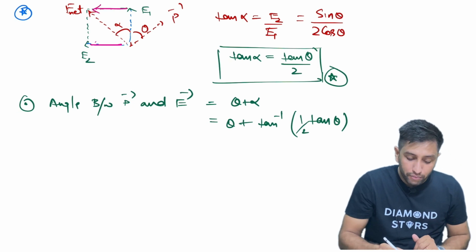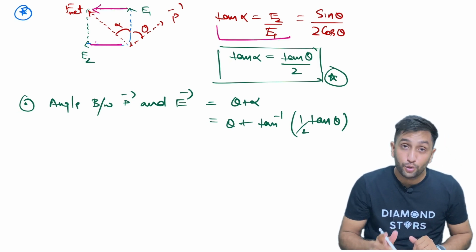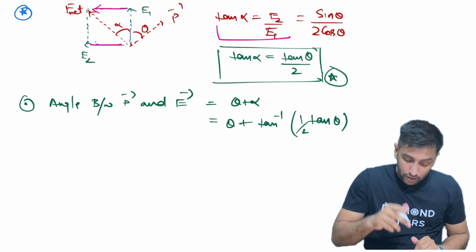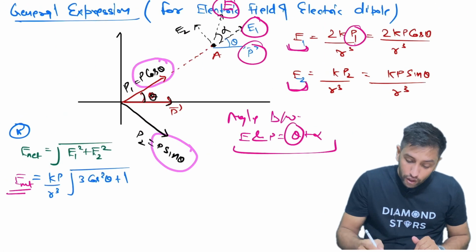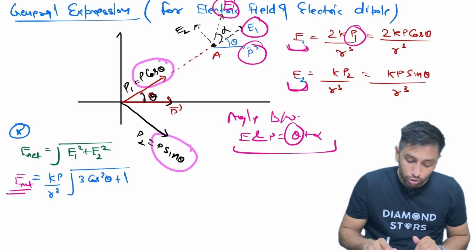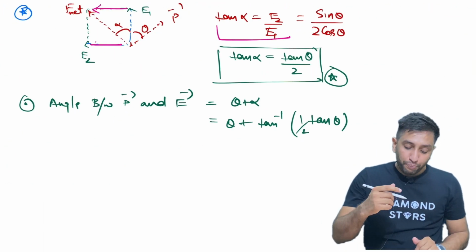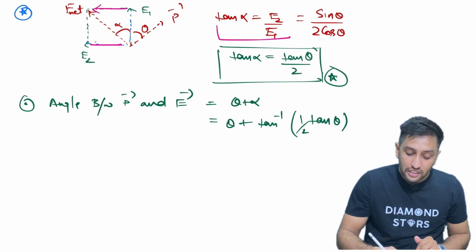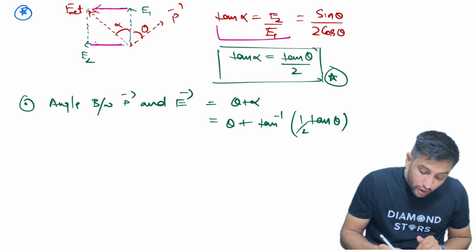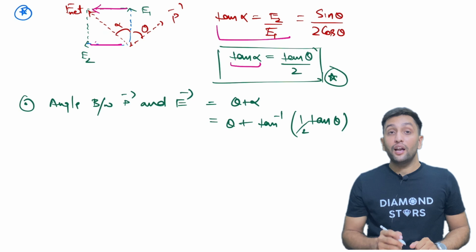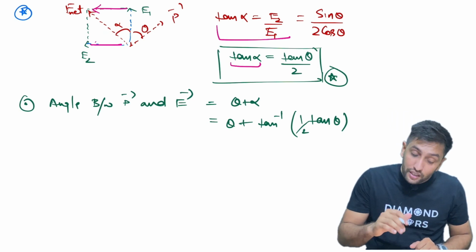So tangent alpha you will find, that is E2 by E1, and you know that E2 you calculate as Kp sin theta by R cube, and E1 is 2 Kp cos theta by R cube. When you put the value, you will be having the value tangent theta by 2. So alpha is coming out, alpha is inverse tangent of tangent theta by 2.